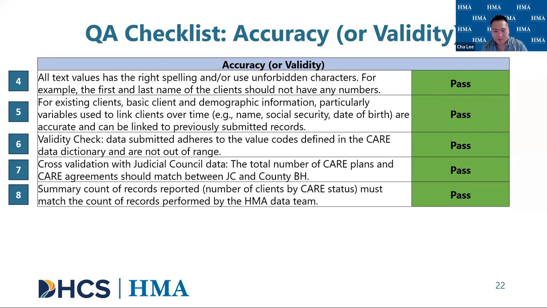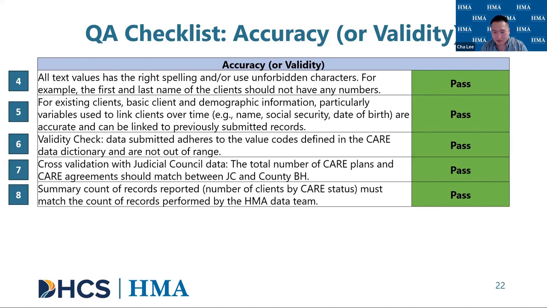Element 6, we will do a validity check on all submitted data points. The reported value must adhere to the value code defined in the CARE data dictionary, and they must not be out of range. For example, the county data point can only be 1 through 58. If we see anything outside of that range, we're going to be reaching back to the county.